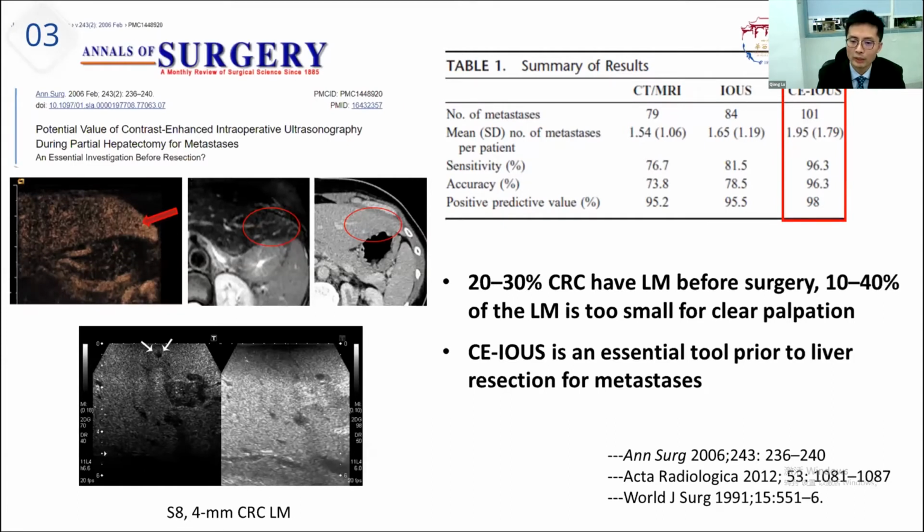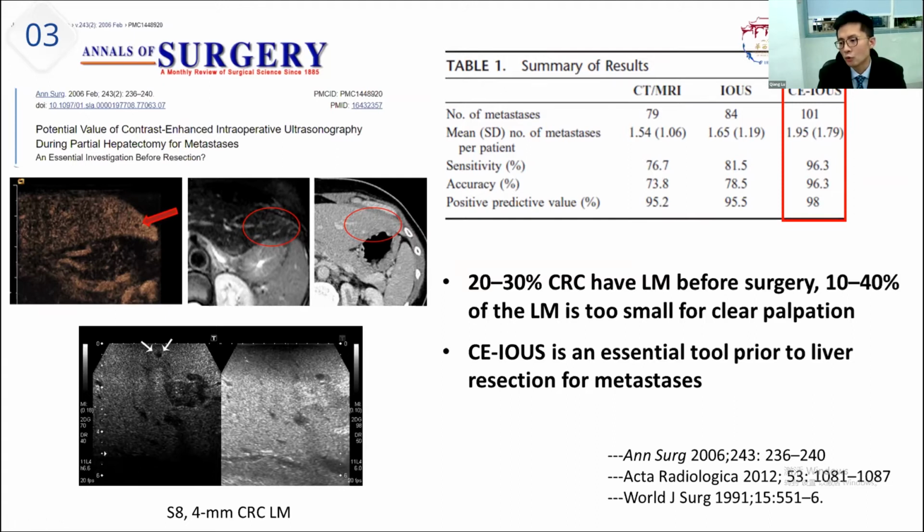In patients with colorectal carcinoma, 20 to 30% have liver metastasis, and 10 to 40% of them are too small for clear palpation during surgery, let alone in the age of laparoscopic surgery. The surgeons cannot touch them. Compared with preoperative CT or MRI and even conventional intraoperative ultrasound, contrast-enhanced intraoperative ultrasound provides the highest sensitivity and accuracy. In this case, we can see a 4 millimeter liver metastasis detected by contrast-enhanced intraoperative ultrasound. Very small. This lesion was even missed by conventional intraoperative ultrasound.